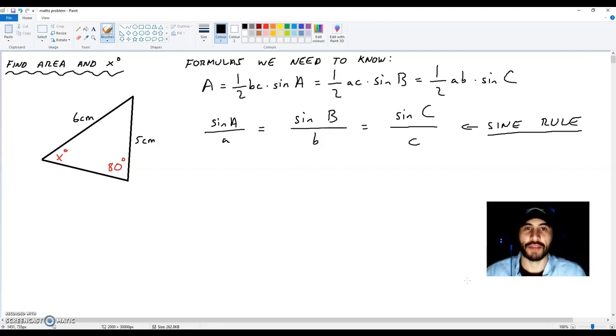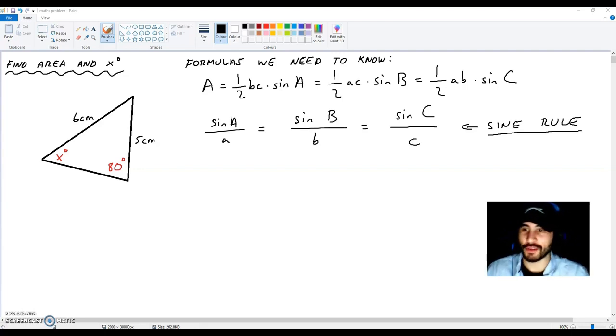Now the second piece of information we need to know is the sine rule. This sine rule can be used to find lengths and also angles. The sine rule goes like this: sine A over A is equal to sine B over B, or sine C over C. Once again, any of these formulas will do. You can go sine A over A equals sine C over C, and you can also say sine B over B is equal to sine C over C. These formulas all work.